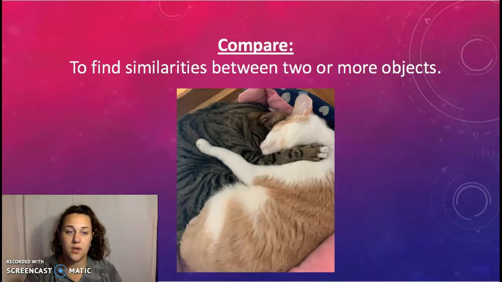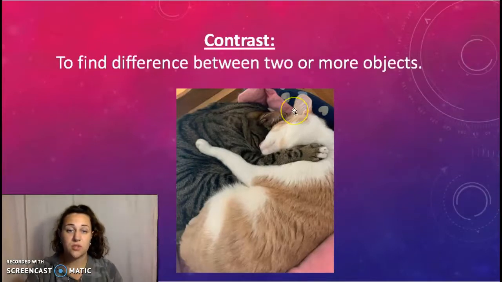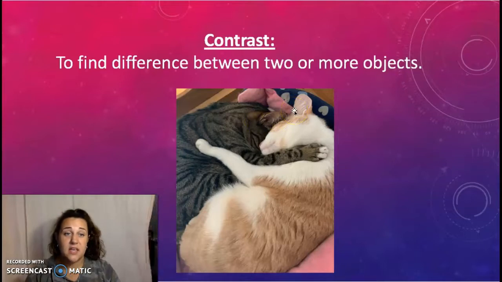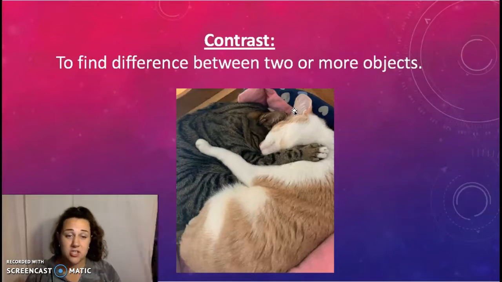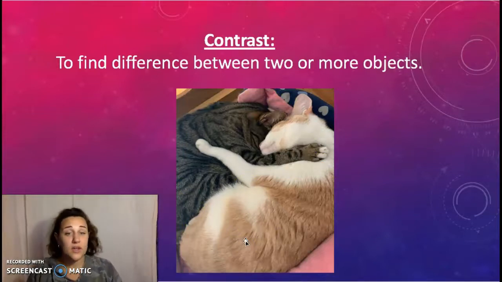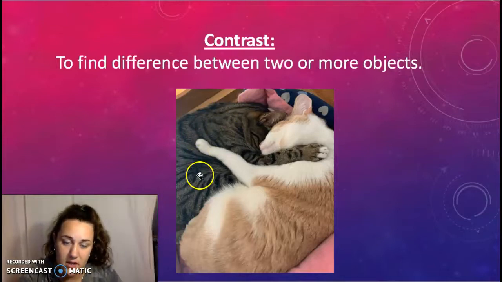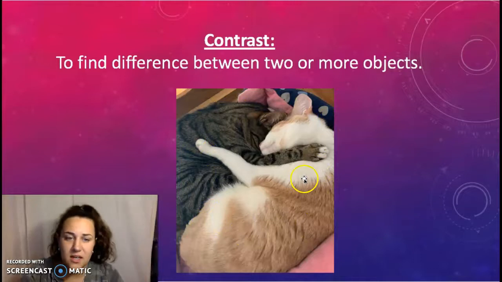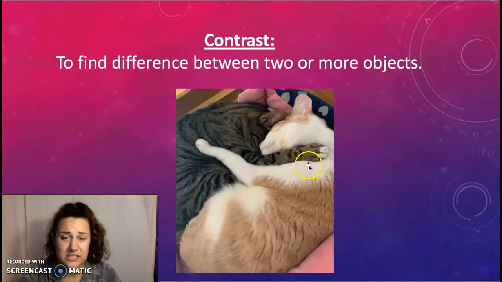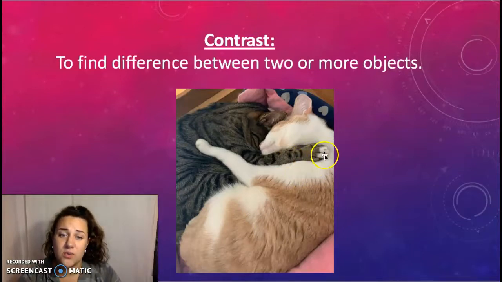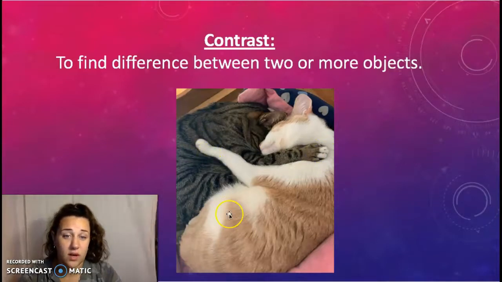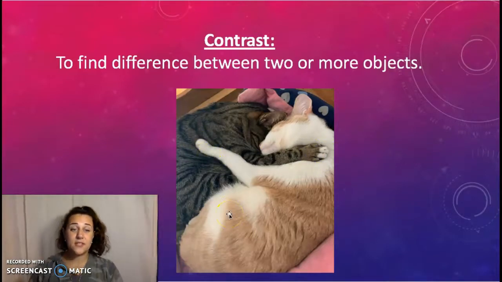Now I want to do some contrasts. Well, contrast is to find differences between two or more objects. So now the same picture, still Lola, still Oliver sleeping together. I now have to find how they're different. Well, right away I see Lola is gray and black. Oliver is white and tannish orange. Their colors are different. Even their paws are different. Lola's paws, she only has a white tip, but Oliver's whole paw is white. So those are differences that I see.